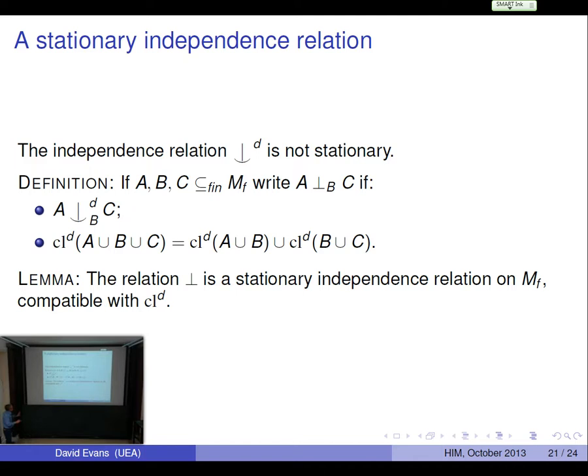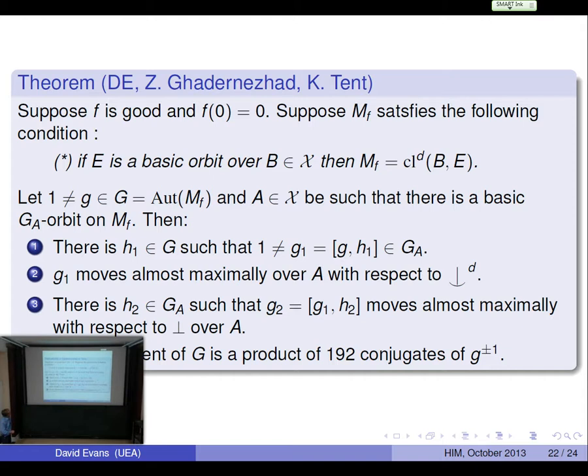It will turn out that from the first condition, this closure is the free amalgam of these things on the right-hand side over the closure of B. Okay, now this thing is a stationary independence relation compatible with the closure. And so we can apply Theorem A.